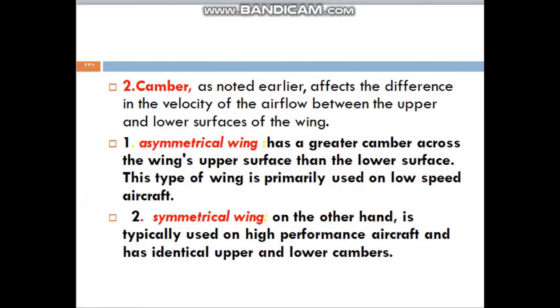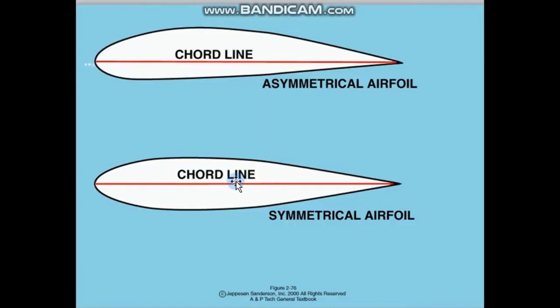What about the symmetrical wing? On the other hand, at the opposite, it is typically used on high performance aircraft and has identical upper and lower cambers. So this is the symmetrical airfoil, and this has identical upper and lower surfaces, and it is used on high-speed airplanes.